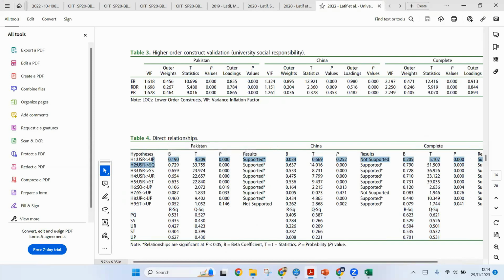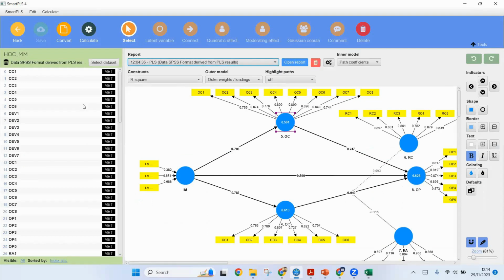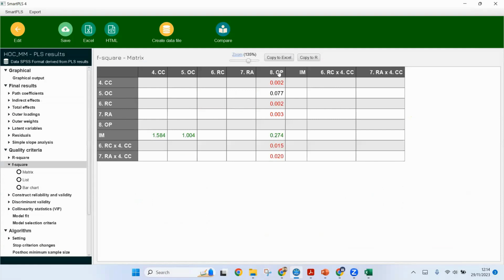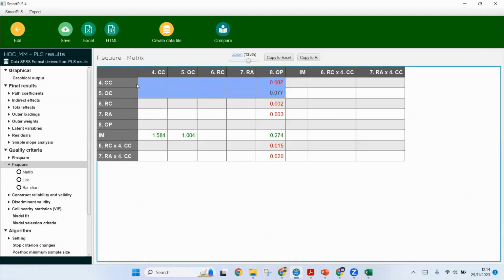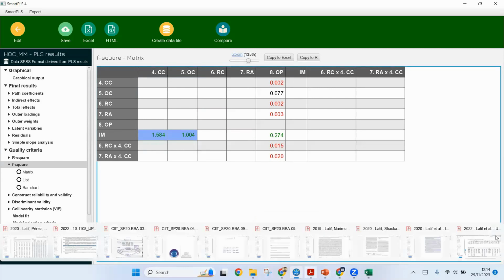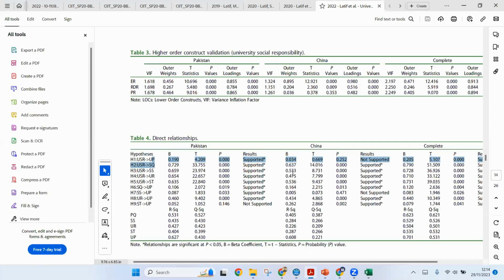And how do you do it? Let me show you quickly. Here it is, F square: the relationship between CC and OP, between CC and OC, between IM and CC, and between OC and IM. So this is the F square for each relationship. That's why I said you can add a column here and mention the F square for that particular relationship. So this is how you do your higher order construct analysis, with R square, F square, and Q square.